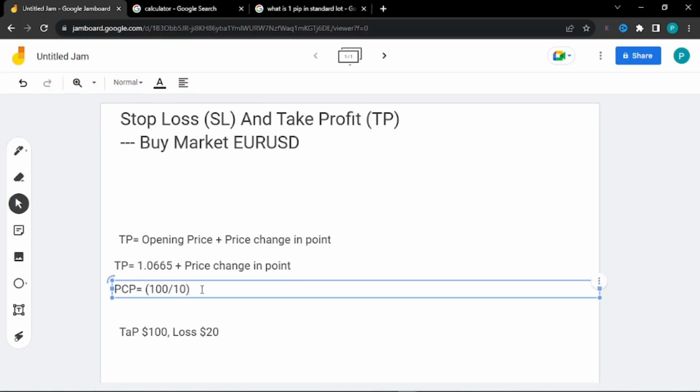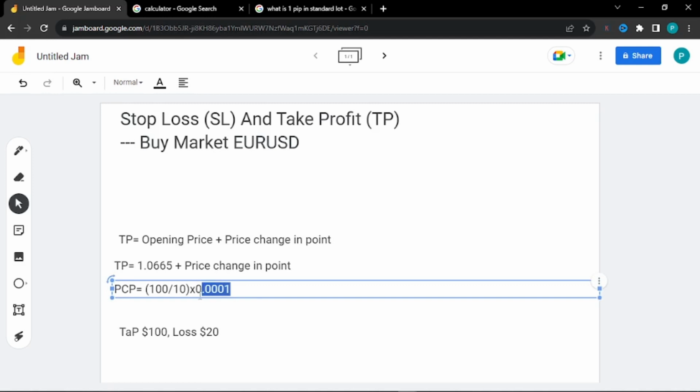Now into brackets, then you need to multiply it by the unit of the particular coin you are trading. So for Euro USD, let's multiply it by the value of Euro USD, which is 0.0001. So the 1 here is simply standing for the $10 here. This is what will tell you your price change in points, to know how much you are going to make from the market. And you can see it here.